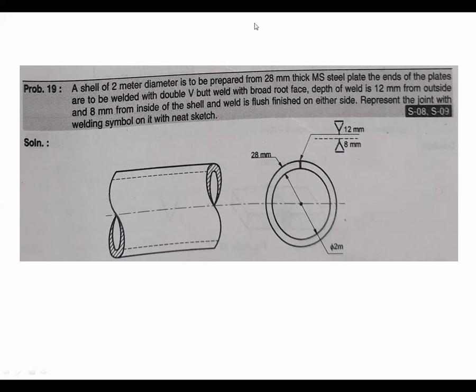So we have to represent a sketch. What they have mentioned: a shell of 2 meter diameter. So you have to draw this shell, cylindrical type, having 2 meter diameter, having 28 mm thickness. Here they have mentioned 28 mm thickness. MS material, that is mild steel.